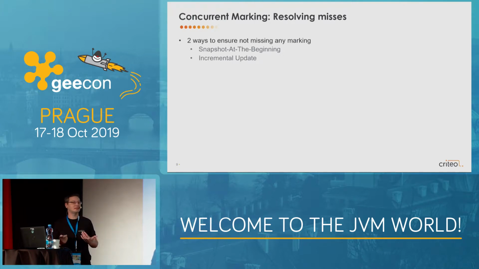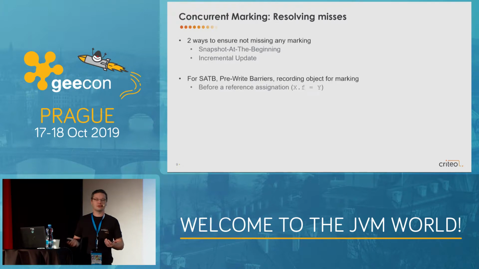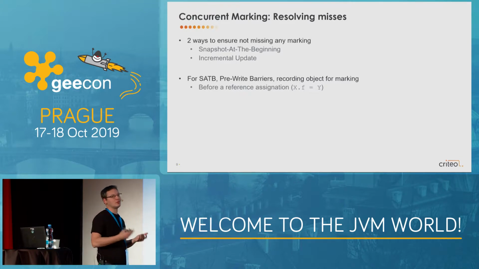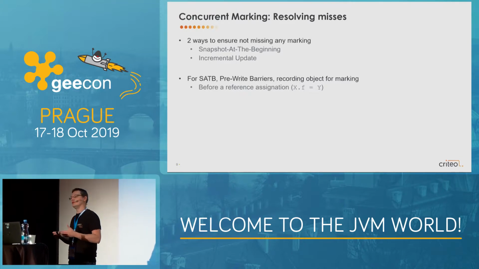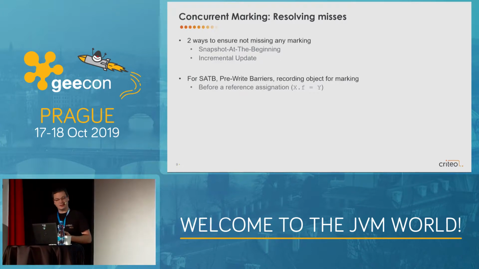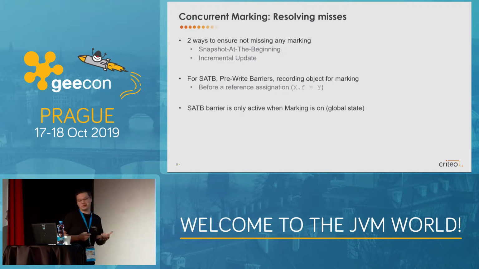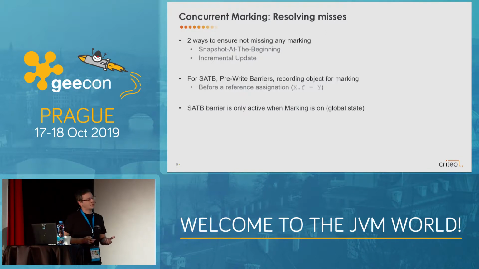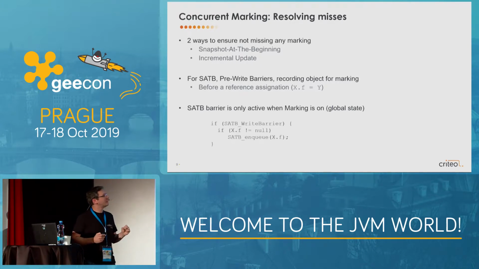So for SATB, the snapshot at the beginning, we'll insert a write barrier. The JIT will insert a write barrier inside the emitted code for each reference assignation. So if we have an object X with a field F that stores a reference to Y, there is a barrier that will be active only when we do the concurrent marking. And that's a global flag. We do this kind of pseudocode for it.